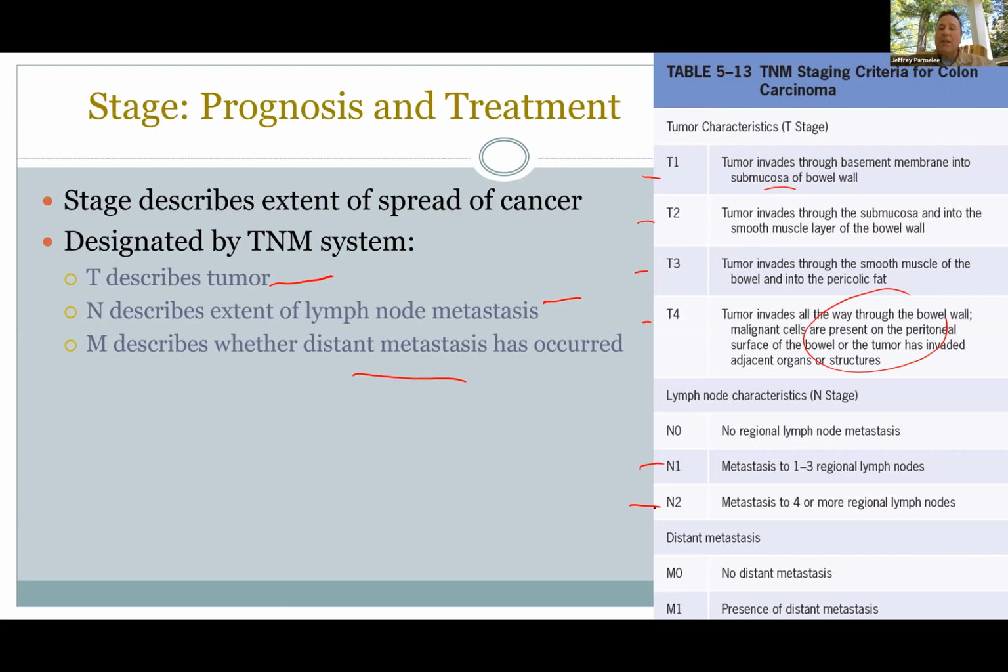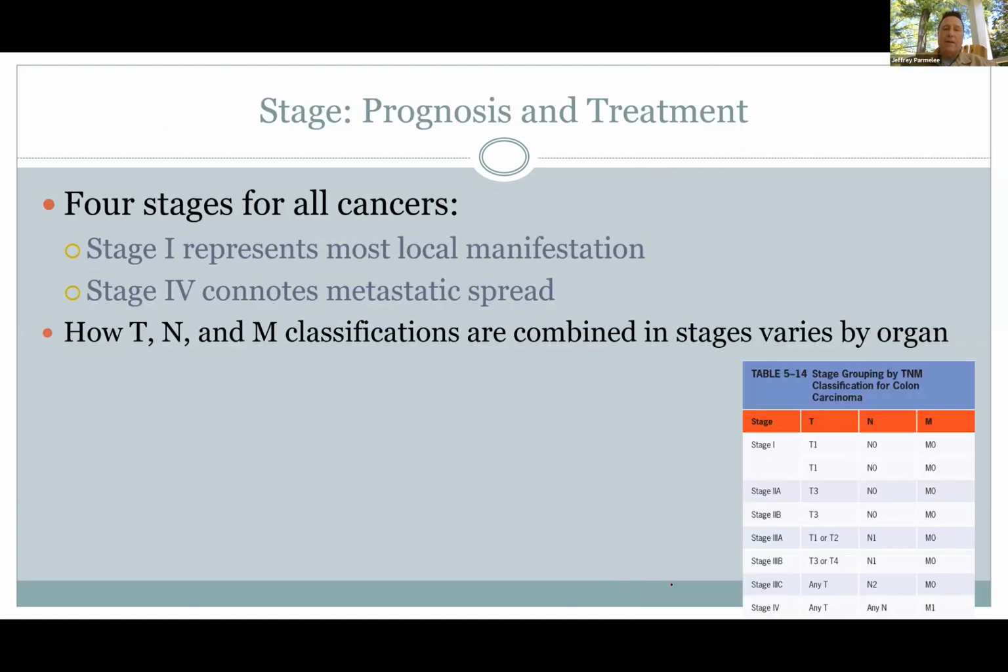So they grade these. All cancers have their own formula. And then is it metastasized from the colon to the liver, or has it not? So these things all go into a formula. Each cancer is different. But stage 1 is the earliest stage, and stage 4 means it's metastasized, and that's the worst prognosis.